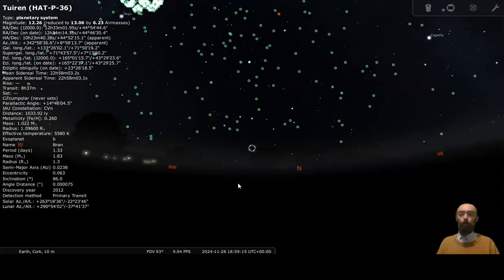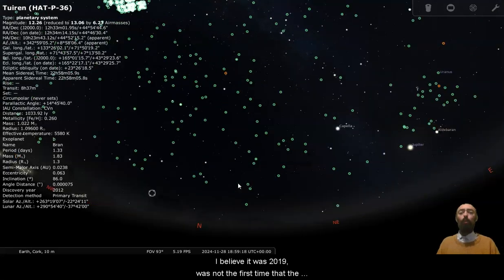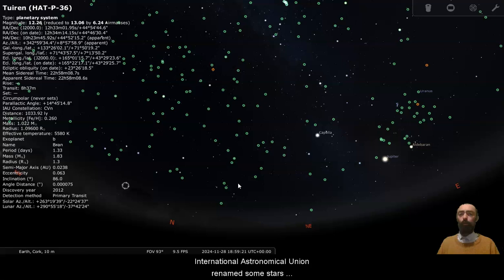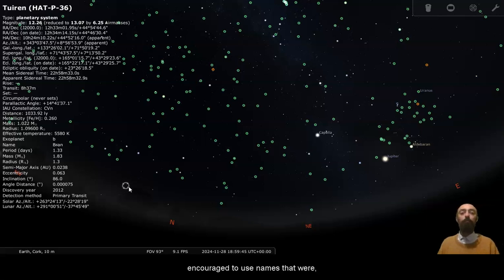That competition, I believe it was 2019, was not the first time that the International Astronomical Union renamed some stars and planets. Because of the interest in exoplanets and promoting exoplanets as an interesting thing to study, they, in many cases, were given new names. In 2019, over 100 different countries around the world, all of the member states of the International Astronomical Union, they all got a star or a planet to name, and they were encouraged to use names that came from native languages or heritage languages, not necessarily the most common language in the country.